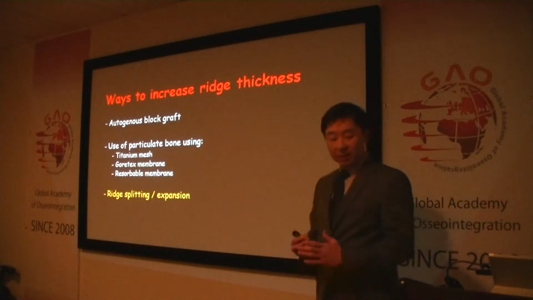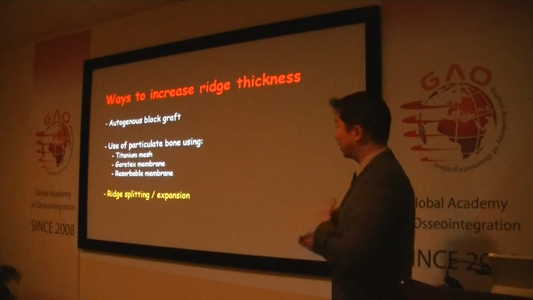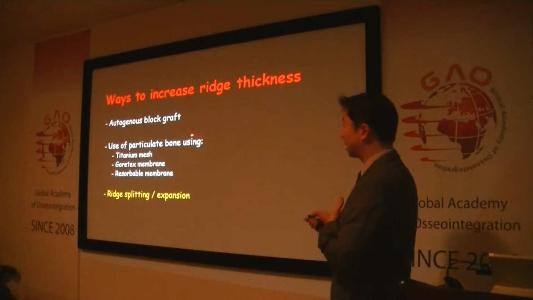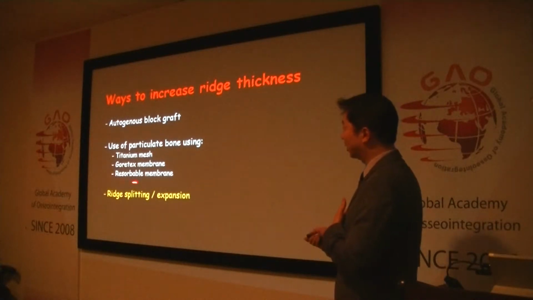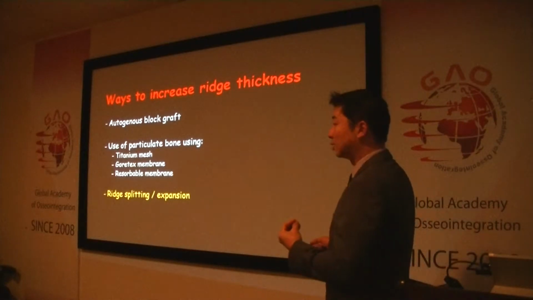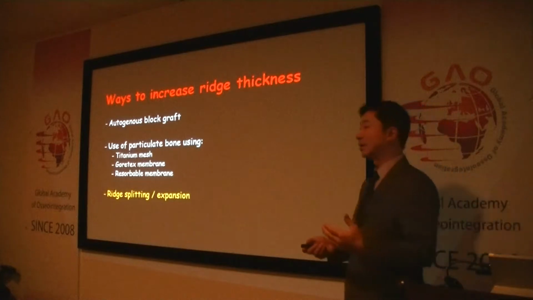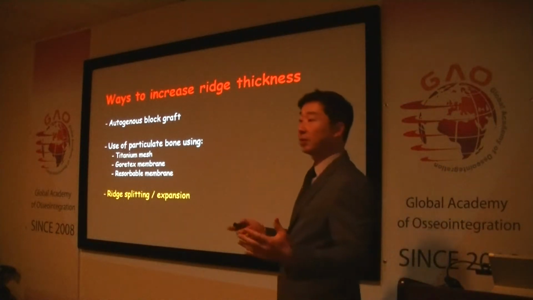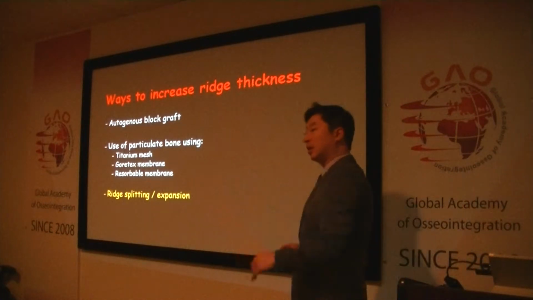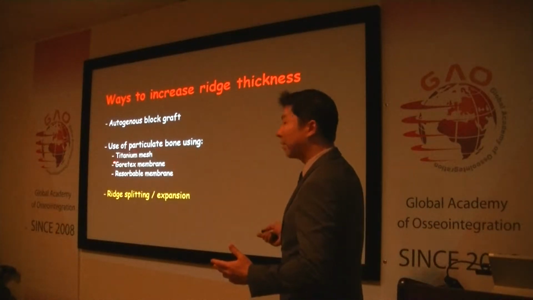So, what are some of the ways of increasing ridge thickness? You can do a block graft if you like. Again, I don't do block grafts. I stopped doing that. What I use is particulate bone, particulate allograft. Because obviously you have to put something on top of it. You cannot just put bone and close it up with a flap. You have to put some sort of barrier.